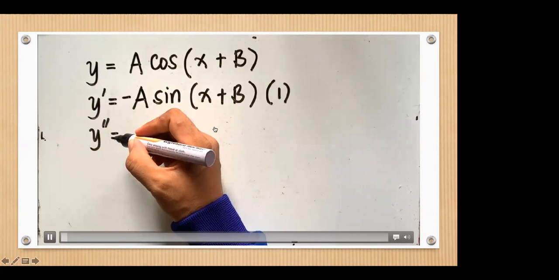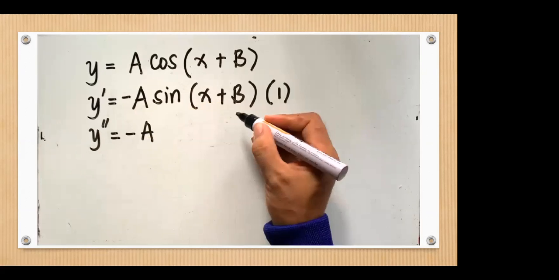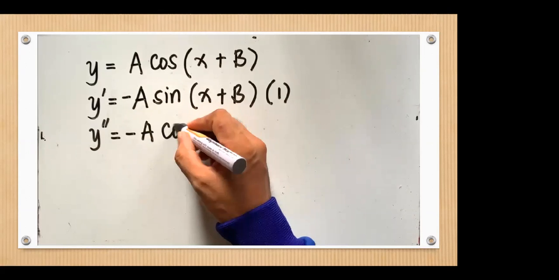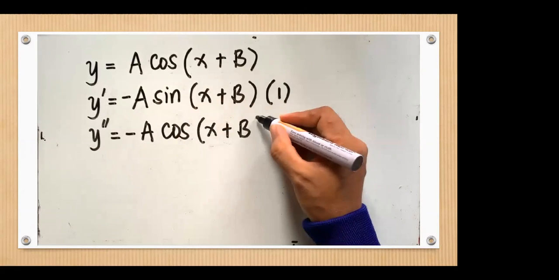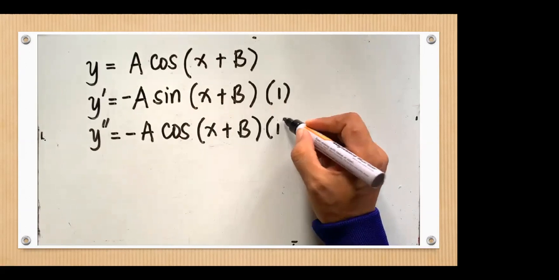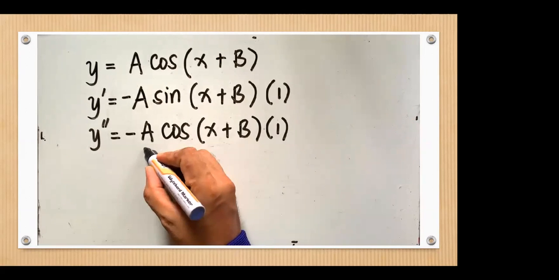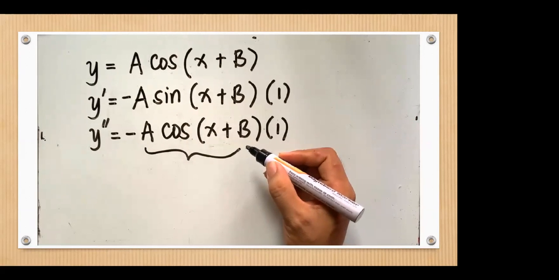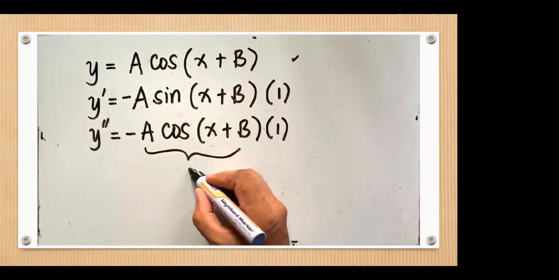Now, the derivative of this will be, you copy negative a, the derivative of sine is positive cosine, and then cosine of x plus b, and then differentiate x plus b, and that is times 1 because our independent variable is x. Now, as you can see, the resulting equation still contains arbitrary constants. So you have to eliminate the arbitrary constants.